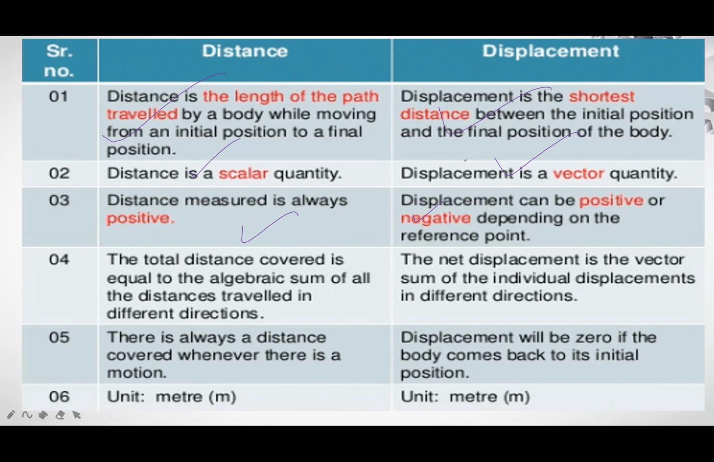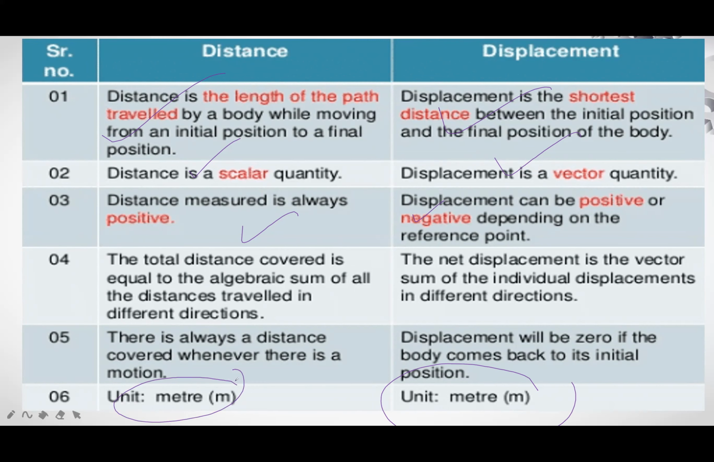The total distance covered is equal to the algebraic sum of all the distances traveled in different directions. The net displacement is the vector sum of the individual displacements in different directions. There is always a distance covered whenever there is motion. Displacement will be zero if the body comes back to its initial position. The unit of displacement is meter and the unit of distance is also meter.